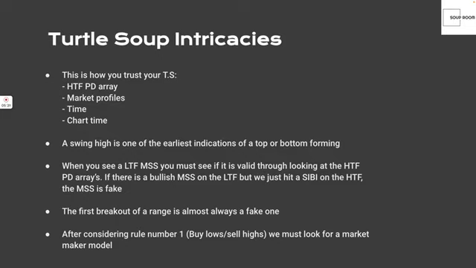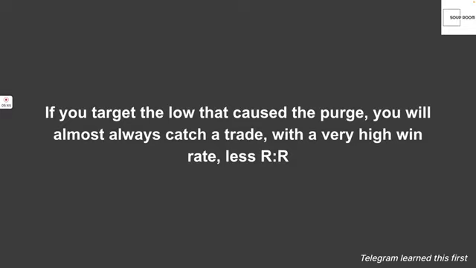After considering rule number 1, buy low and sell high, we must look for a market maker model. If you target the low that caused the purge, you will almost always catch a trade with a very high win rate. Less R to R, of course. However, your win rate will be so high that the R to R will not matter.